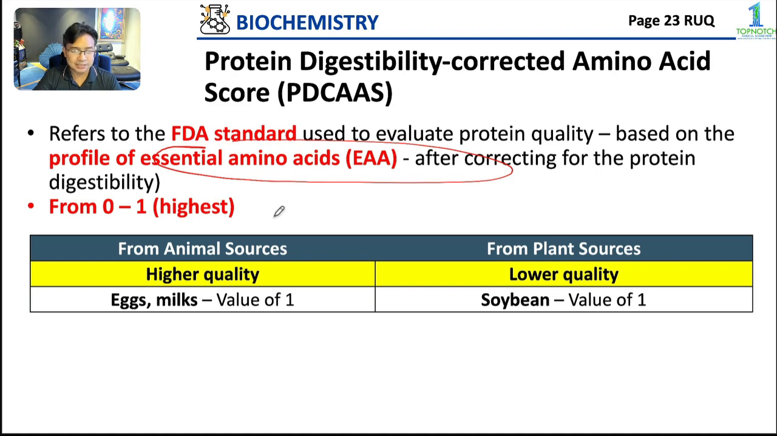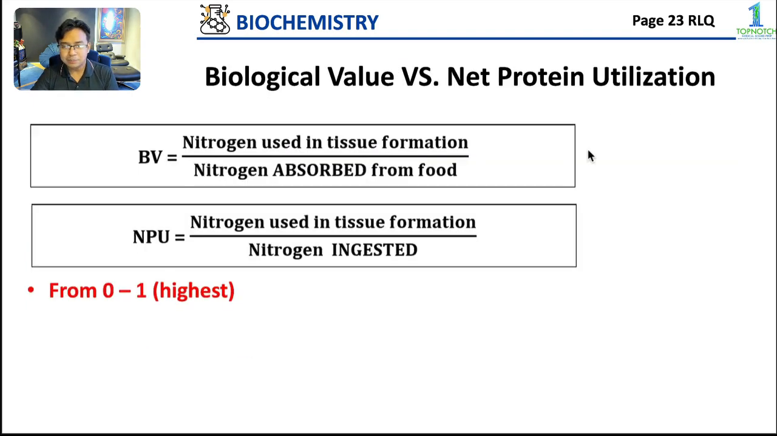So, among animal sources, the highest in value are egg and milk. They almost have a value of 1. While in plant sources, in general, lower in quality, but soybean can have a value of 1. BV and NPU are almost the same, because both numerators are nitrogen used in tissue formation. But in BV, the denominator is actually absorbed nitrogen from food. But in NPU, it is the amount of nitrogen you ingest. Okay? And same with PDCAAS, the range is 0 to 1, with 1 being the highest.